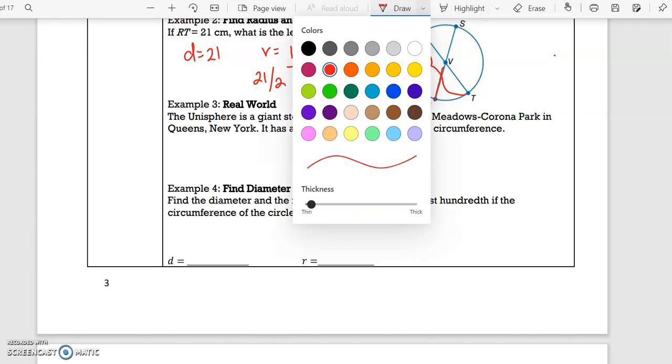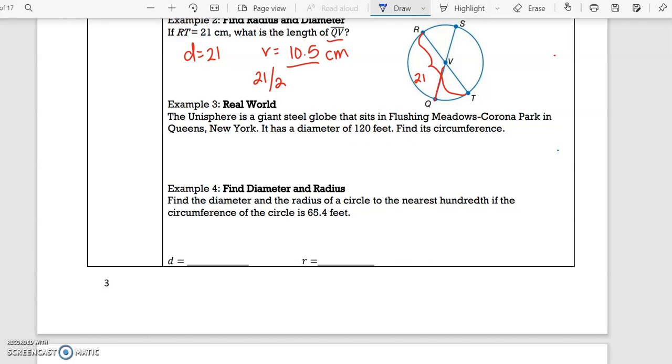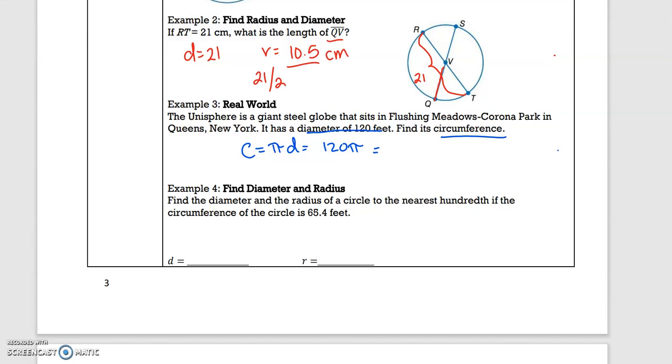All right, next up we have the diameter given to us, and we want to find the circumference. So circumference, remember, is pi times diameter. So we're going to take 120 and multiply it times pi. Make sure to use the pi button on your calculator and not 3.14, otherwise it will round that answer and make it off just a little bit. So if we plug that in, we are going to get 376.99, which we're going to go ahead and just round up to 377 feet.